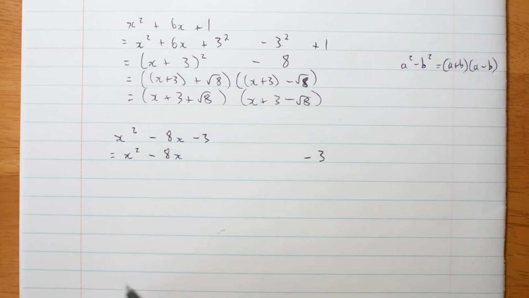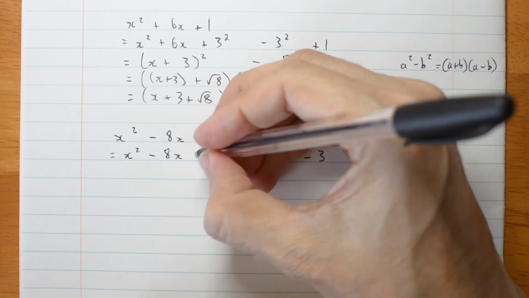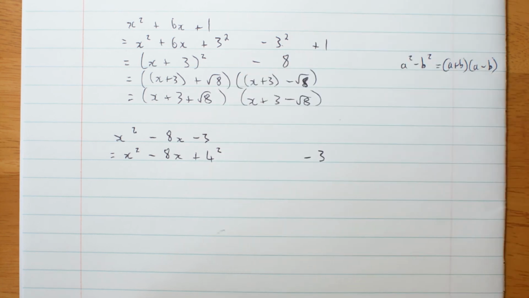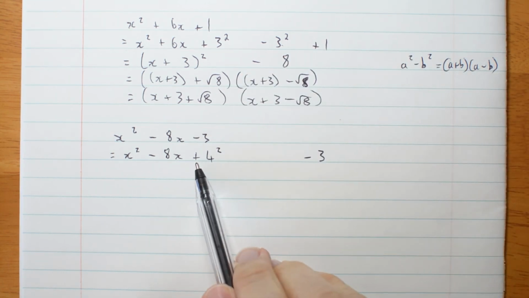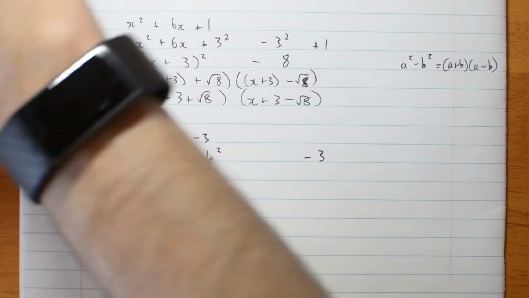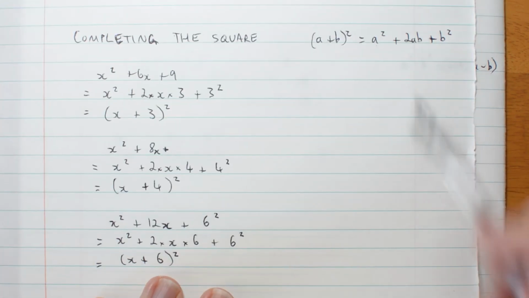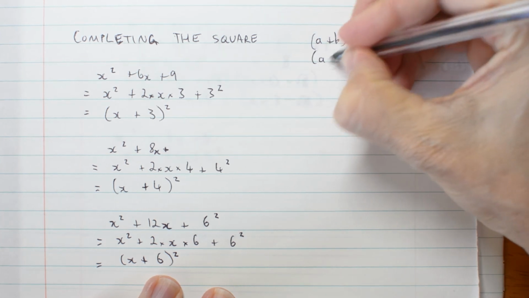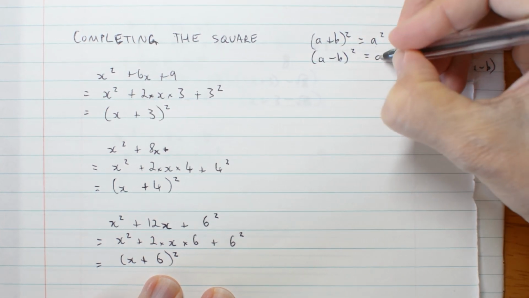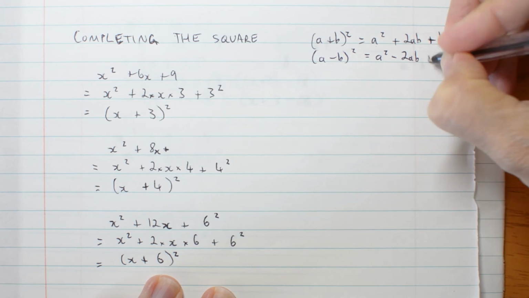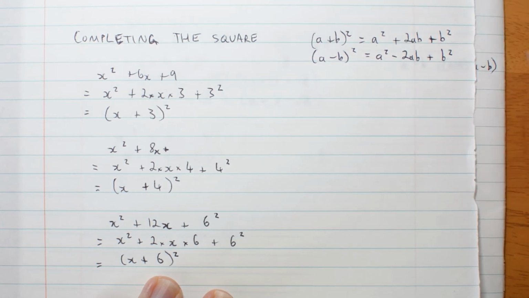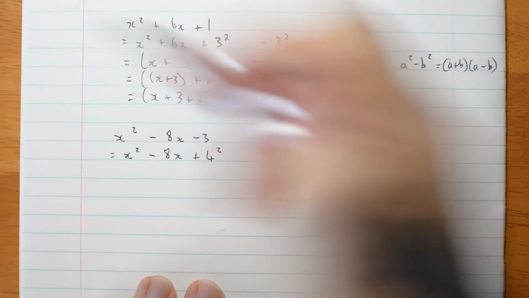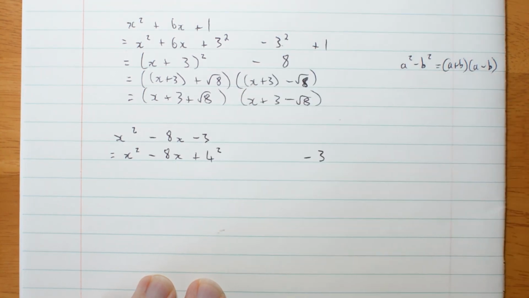To complete this square, I need to get my 8 and divide it by 2, 4 squared. This will always be a plus term because in the rule, it's always a plus squared. If I had a minus b squared, it's a squared minus 2ab, but it's still always plus b squared. This is always a plus. So I've added 16, so I better subtract the same 16. Otherwise it would no longer be equal.